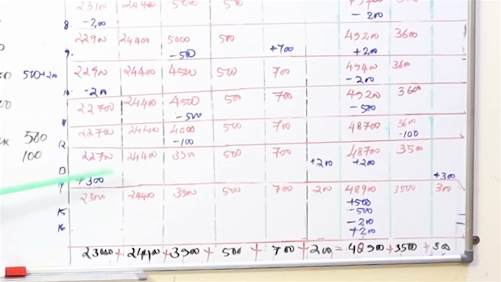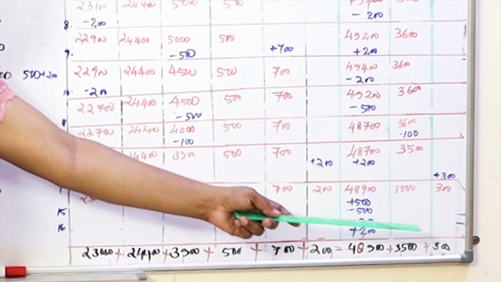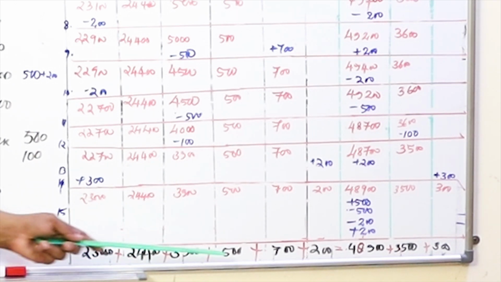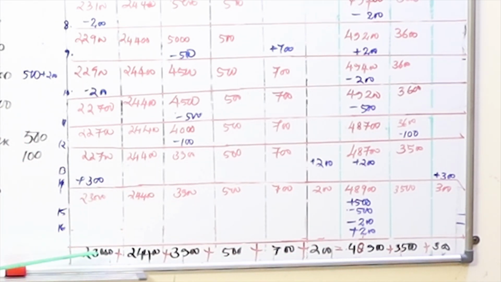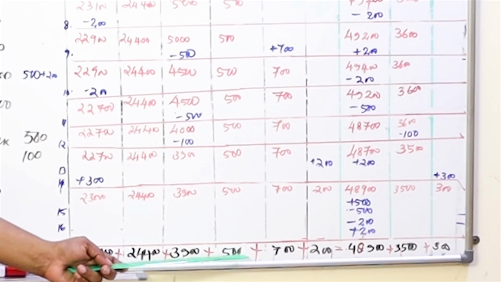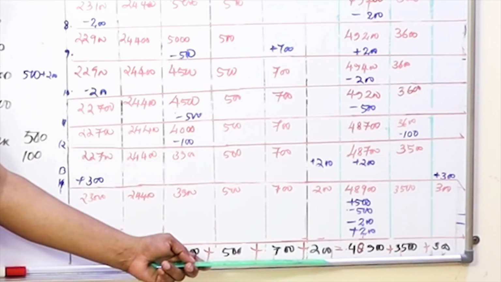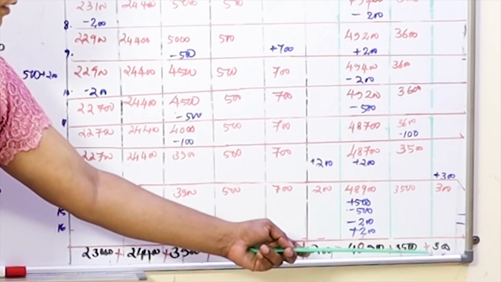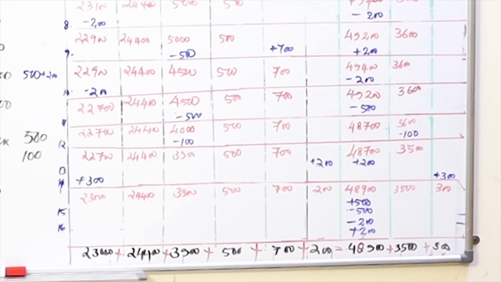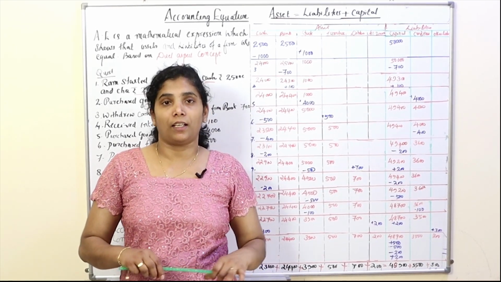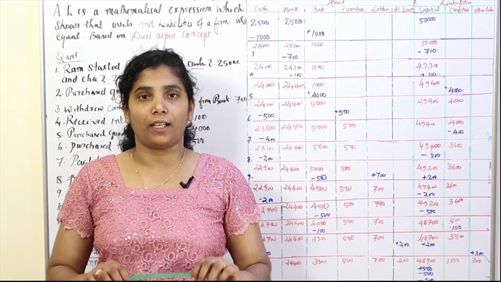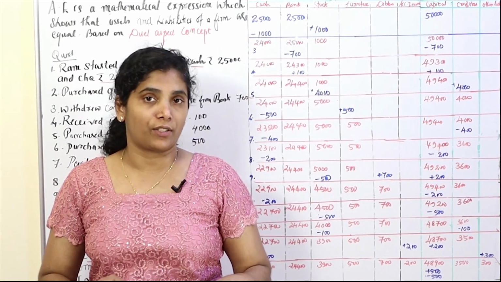So take the total again, take the new equation, and check whether both sides tally or not. In this question, 23,000 plus 24,400 plus 3,900 plus 500 plus 700 plus 200 equals 48,900 plus 3,500 plus 300. This is tallied. So this is the accounting equation. Hope you all understood very well. This is a little tough portion, but I hope all of you understood.